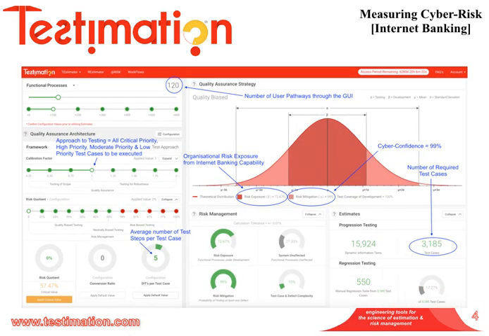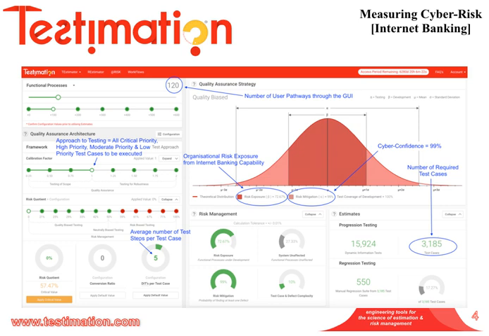For our third simplified example, we shall utilise Testimation 1 functionality. Our quality assurance objective is to determine the number of test cases required to deliver internet banking functionality, satisfying the conditions cyber risk is less than or equal to 1% and cyber confidence is greater than or equal to 99%. It is important to mention that we obtained the information we are going to enter in 2018, so the actual values today may differ. Step 1.